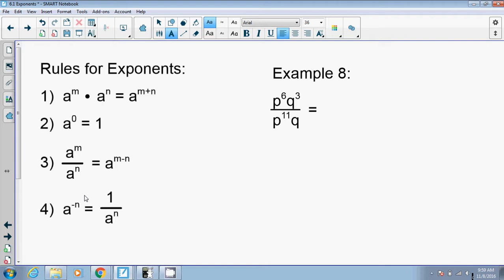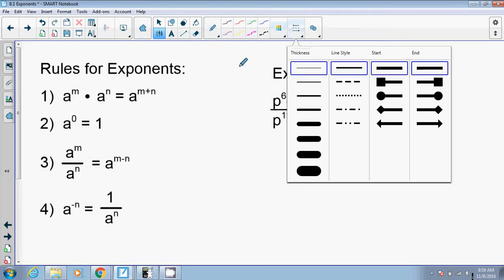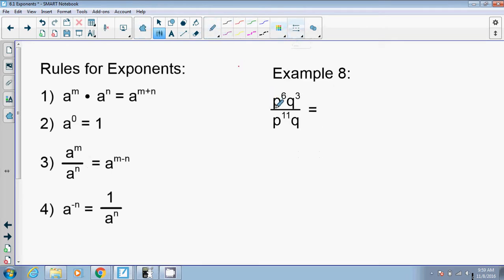So in this example I want to do p to the 6th q to the 3rd divided by p to the 11th q. So notice we are dividing here. So I'm going to use my rule of exponents with division. So with division you have to have a similar base. Once the bases are similar, you subtract the exponents. So we start off looking for a base that is similar. So I notice I have a p in the top and a p in the bottom. Those are similar bases that I'm able to divide.